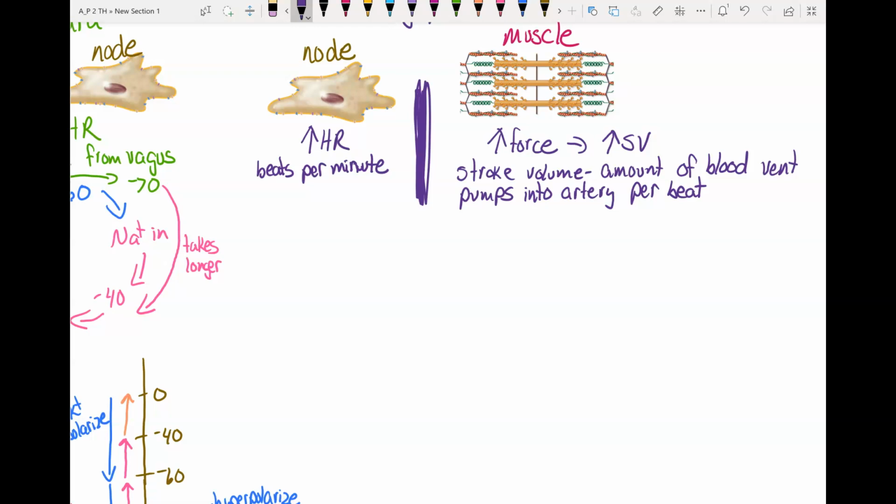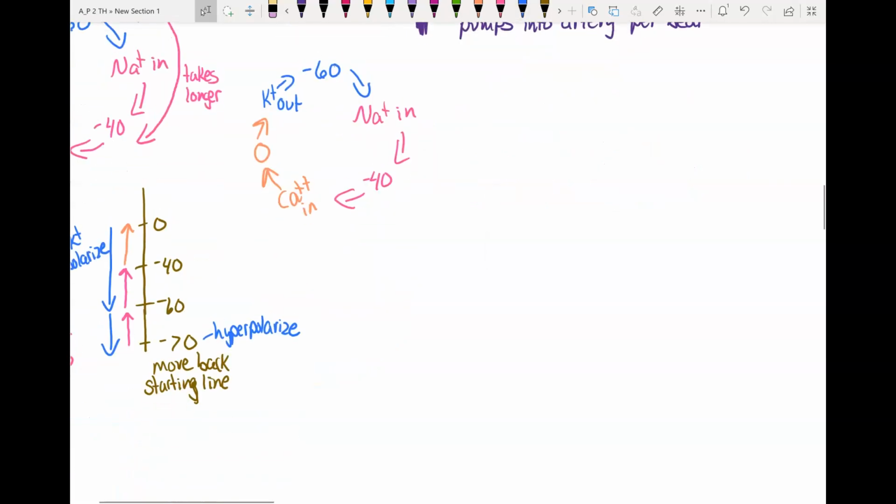So again, we have that cycle. We have -60, which causes the sodium gates to open. Sodium comes in, and you go to -40. This causes the calcium gates to open. Calcium comes in, you go to 0. This causes the potassium gates to open. Potassium goes out, you return to -60.